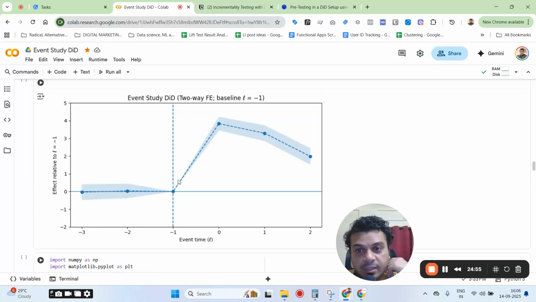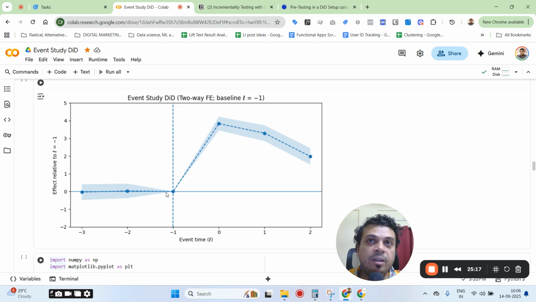So that actually makes sense. You want to compare it with the most immediate period before the treatment effect, right? You don't want to go too far into the past. You certainly don't want to compare with a period which has already got a treatment. You want to compare it with a period which did not get a treatment, right? But that should also be the nearest one, which is why L minus 1.